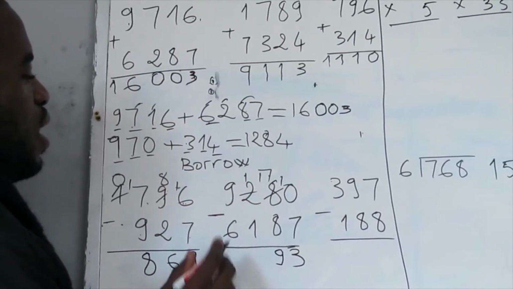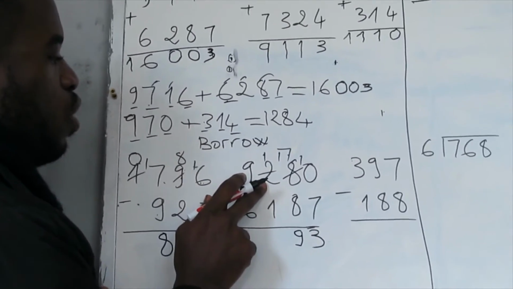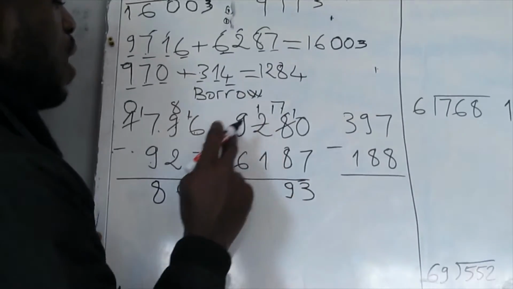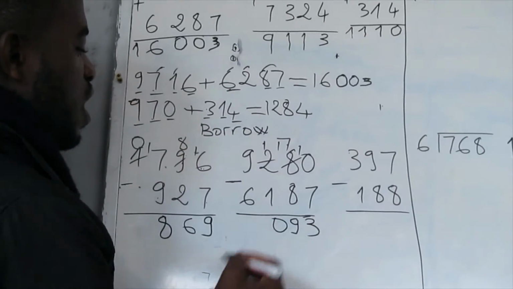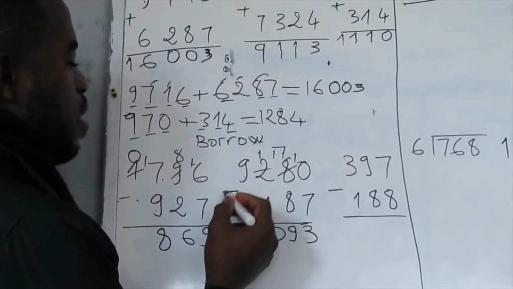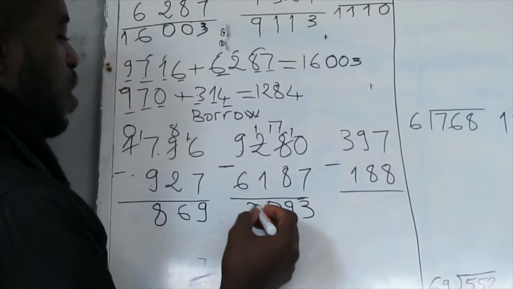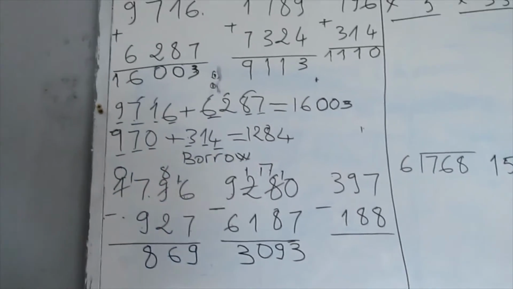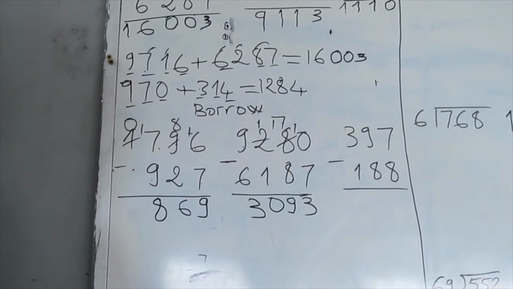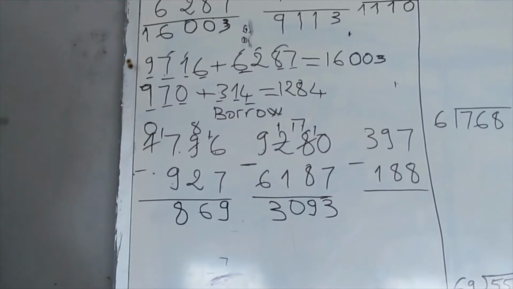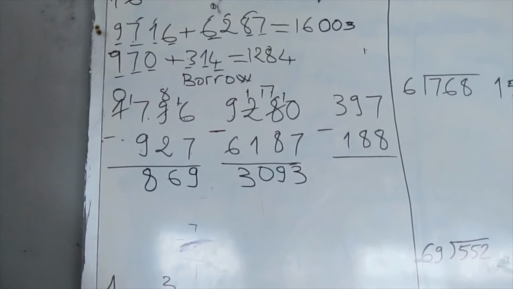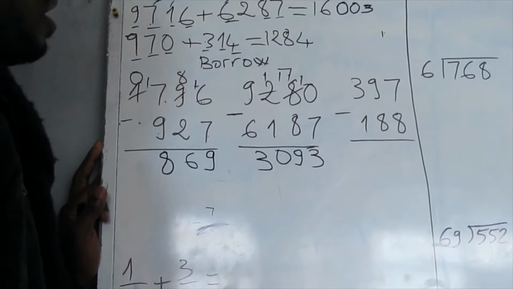We come here with this line. There's no longer 2 here. We have now 1 because we borrowed from this 2. 1 minus 1 equal to what? 0. Then 9 minus 6 equal to what? Equal to 3. This is the answer. 9,280 minus 6,187 equal to 3,093. So let's go to the next one.